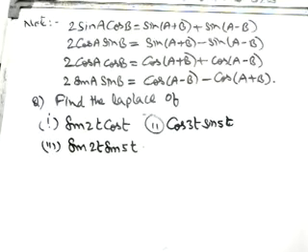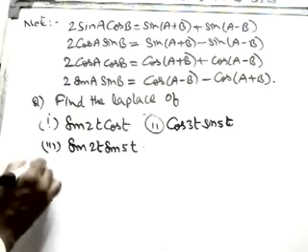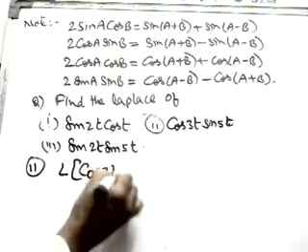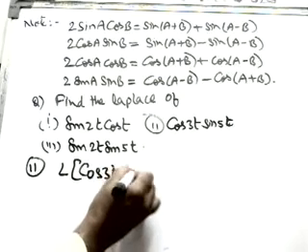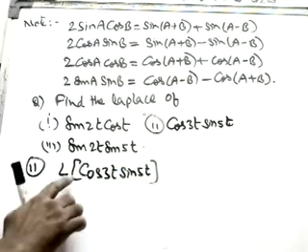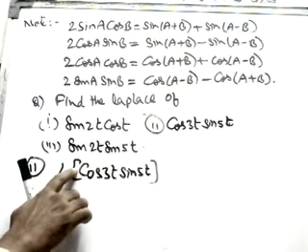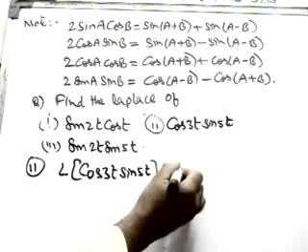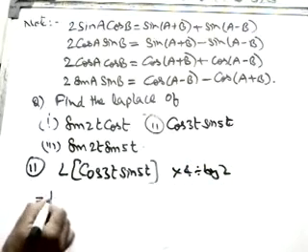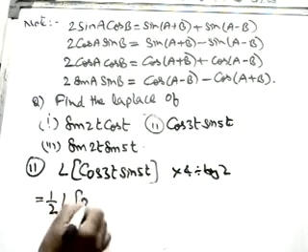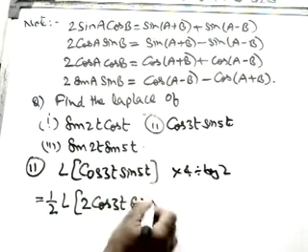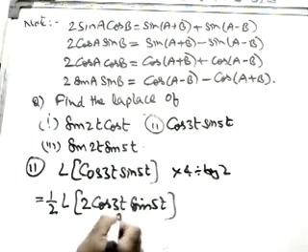Let me do one of the questions, and the others you try by yourself. Now I am doing this. Suppose I start with the second question: Laplace of cos 3t sin 5t. Do one thing: we must bring 2 here to use the formula. To bring 2 here, multiply and divide by 2. So the division by 2 you write outside, and the multiplication you write here: 2 cos 3t sin 5t.